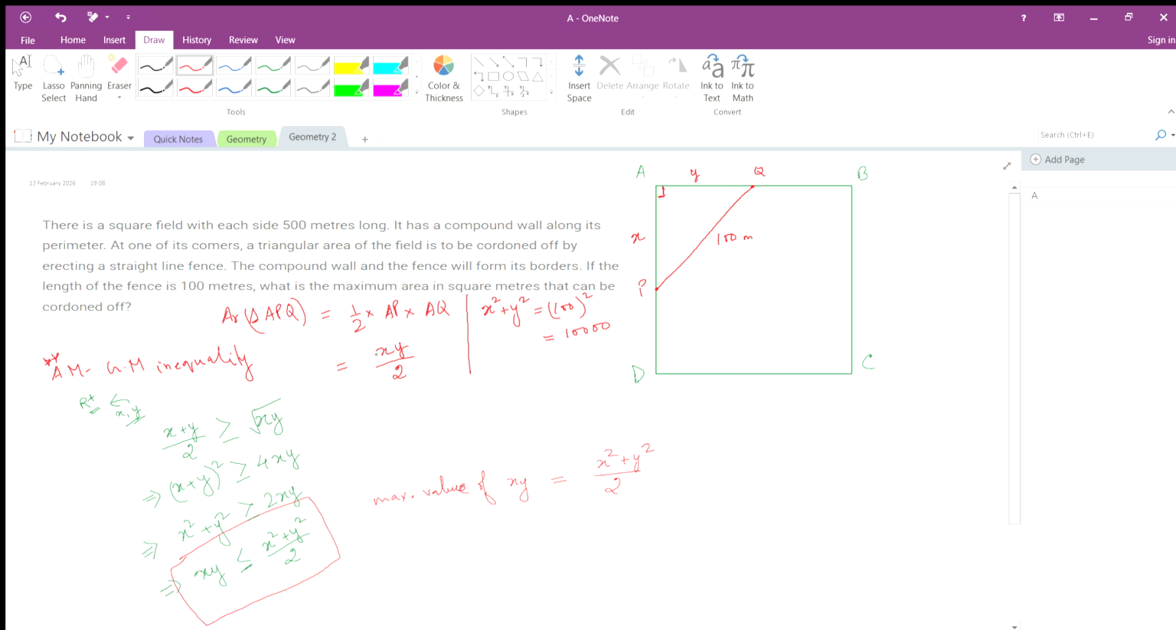And what is the area? Area is xy by 2. So what is x square plus y square? This 10,000 from Pythagoras theorem, divided by 2, will give me the maximum value of xy, which is 5,000. So what will be the area? Area is xy divided by 2, which is 5,000 divided by 2, which will give you 2500 meters square. This is the maximum area that can be cordoned off.